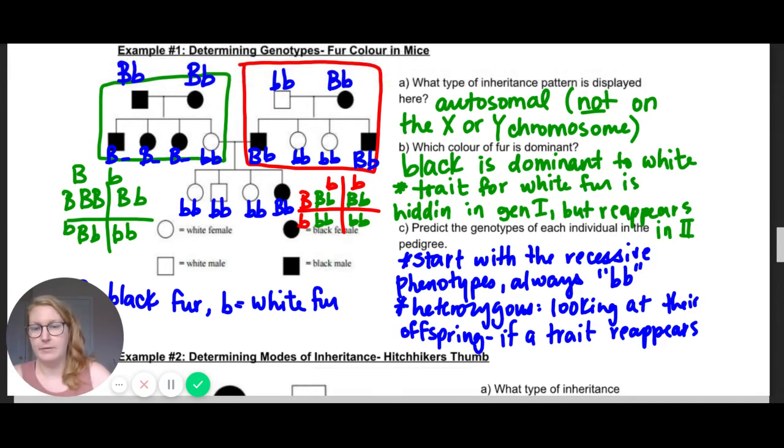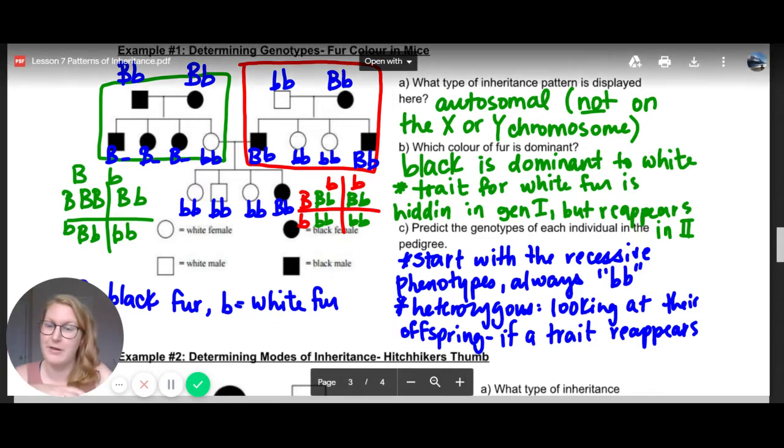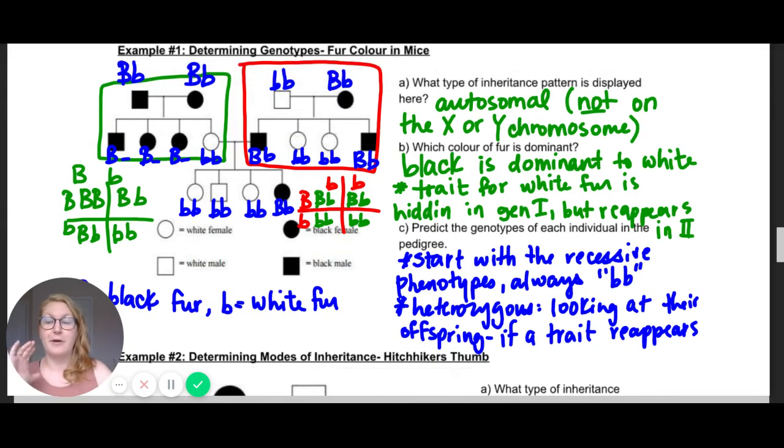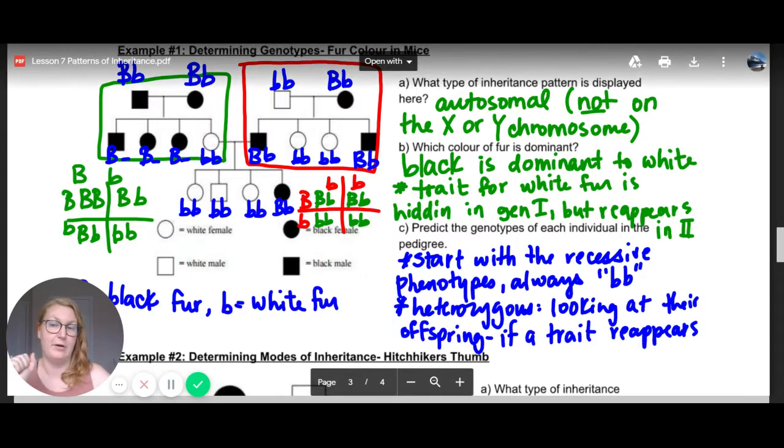And likewise, if we follow down to the 3rd generation, individual 3-4, they have to be heterozygous because one parent gave a small b, one parent gave a large B. So we essentially continue looking through this, and I mentioned down here, for heterozygous, we can predict that very accurately by looking at the offspring.